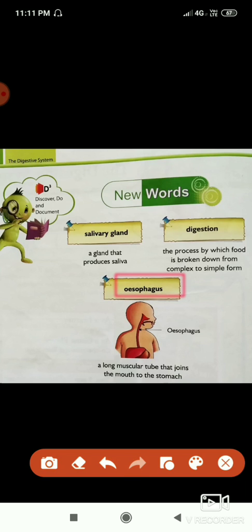Esophagus is a pipe-like structure shown here, also called the food pipe, through which food from the mouth passes to the stomach. What is written about the esophagus? See here: a long muscular tube that joins the mouth to the stomach. It is a muscular tube that joins the mouth to the stomach. The stomach is here.